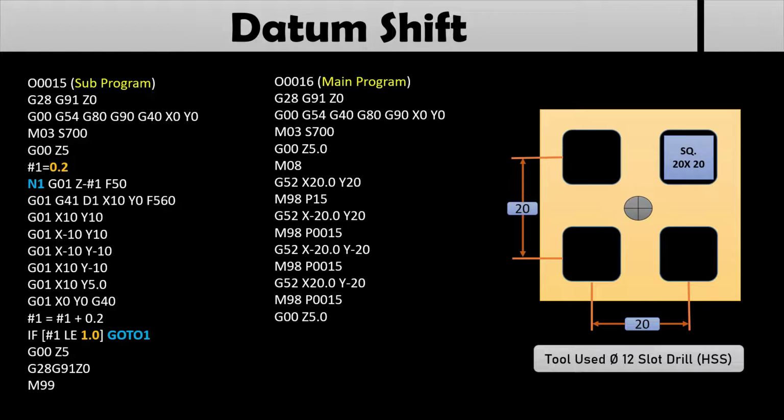Then G52 and G90, once again we have to use. Then M05 and M09 are spindle stop and coolant off respectively. G28 G91 Z0 is homing in the Z axis. M30 is the main program end. So this is the program regarding the datum shift. Now we will run the same program and see how it cuts the profile.